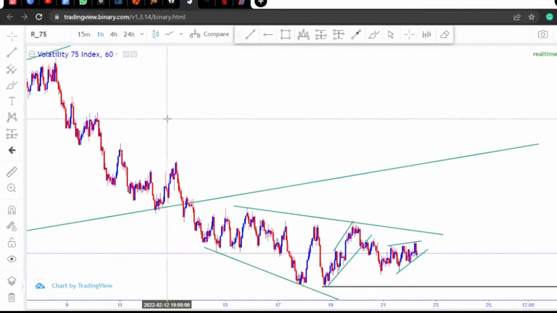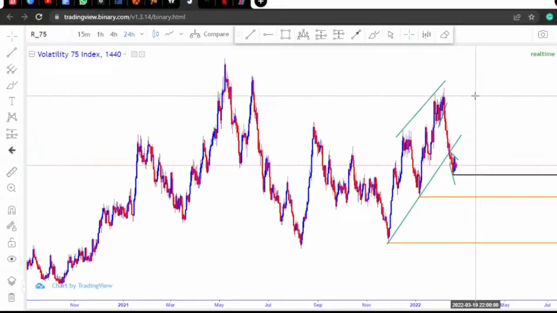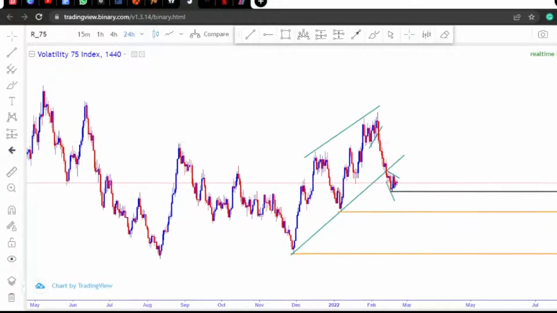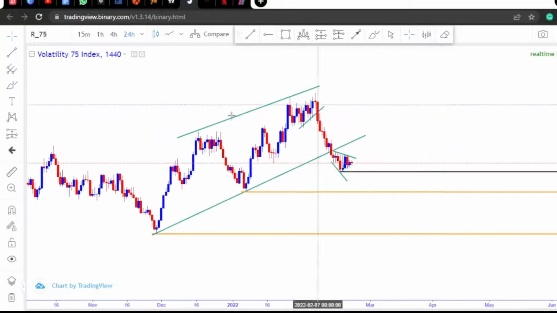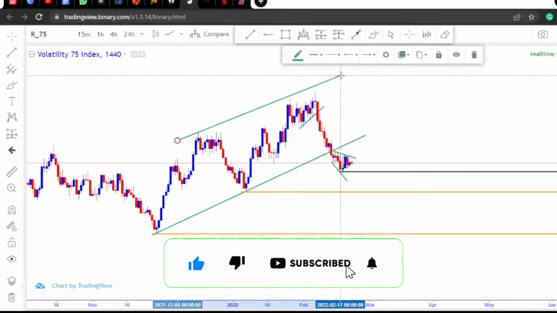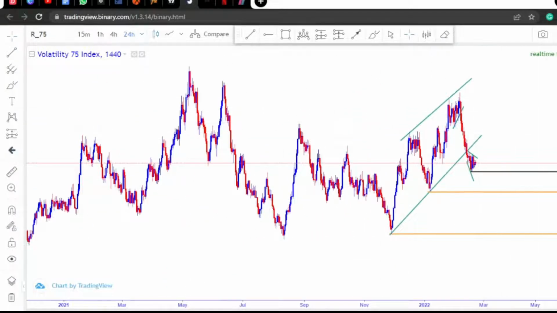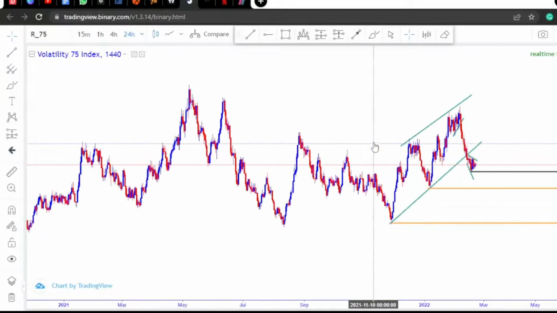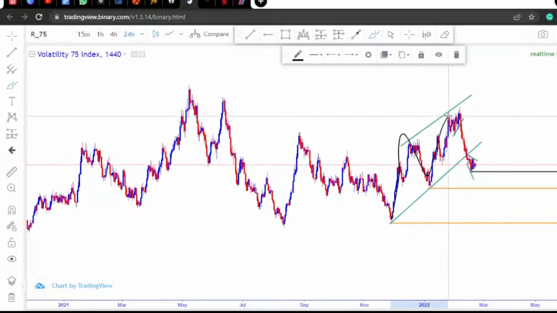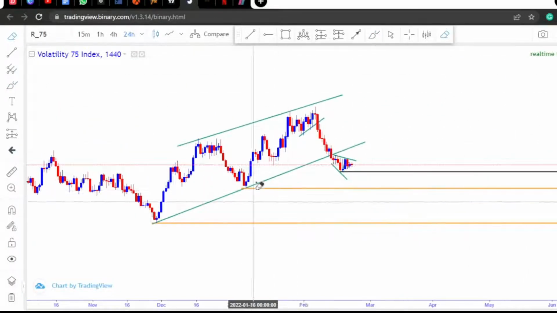Okay, beautiful. So this is also another one. Let me go to the daily time frame. On the daily time frame, you see this pattern over here. You can see that the market has been on an upward trend. Now it's actually broken at this level over here, and it's consolidating.